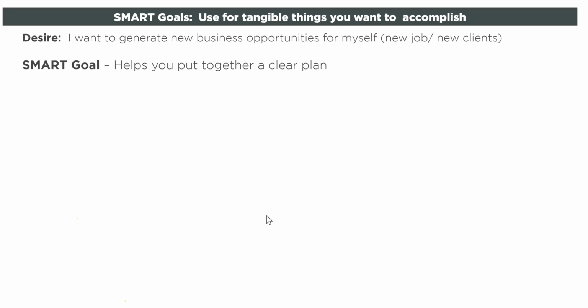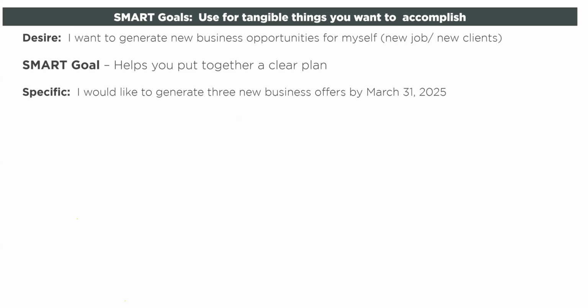So for S, or specific, I'm going to say I would like to generate 3 new business offers by March 31st, 2025. See how specific it is? Anybody seeing you will know if you generated those 3 offers or not, right?